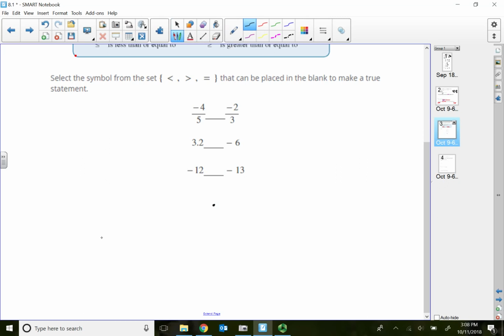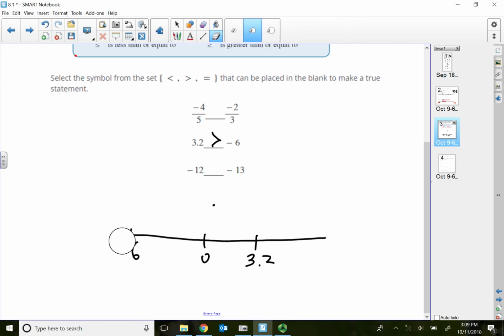So if I have a number line, I'm going to put a 0 right here. 3.2 is going to be to the right of 0. -6 is to the left. So as you can see, 3.2 is to the right of my -6. So that made 3.2 bigger. So I will use this symbol because the open end always faces the larger number. So we can read this as 3.2 greater than -6.